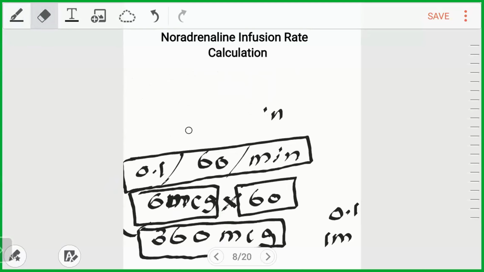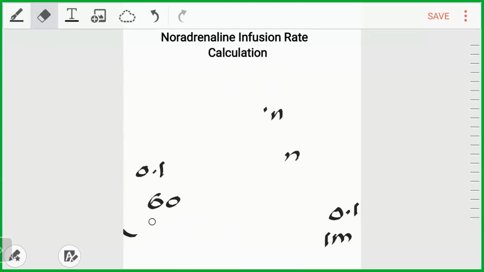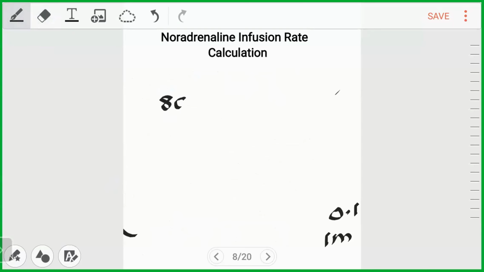Now we can calculate the rate, right? Now we can calculate rate. So it means if you want to deliver 80 microgram, we should deliver 1 ml. 80 microgram. Now we want to deliver 360.